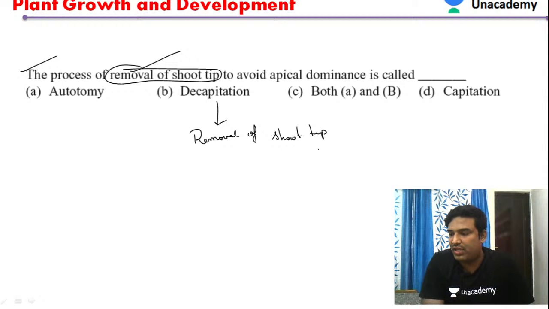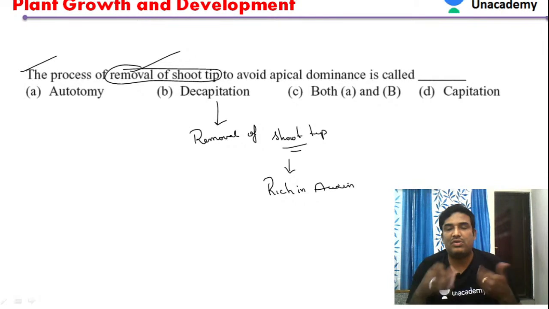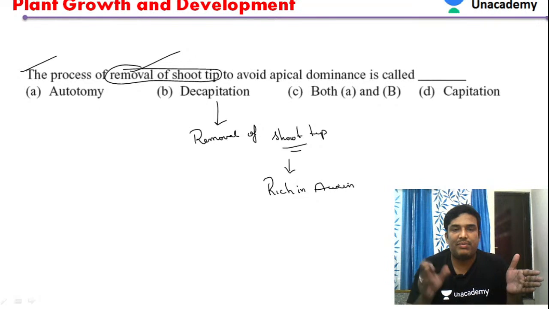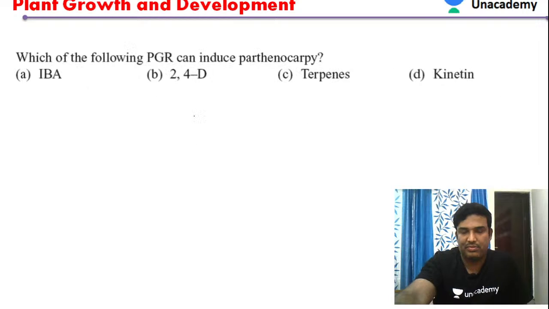We already know why we have to remove the shoot tip, because the shoot tip is rich in auxins. That is the reason we are removing the shoot tip. When we remove the auxins, what happens? Slowly the lateral buds start developing, giving rise to new branches.